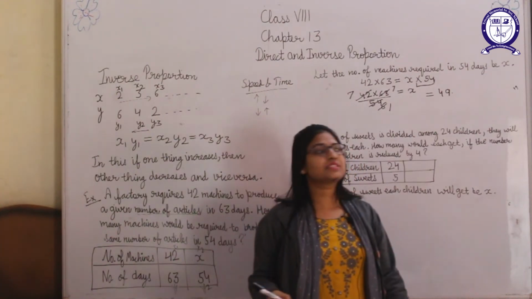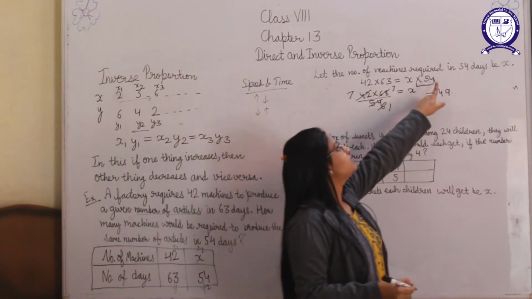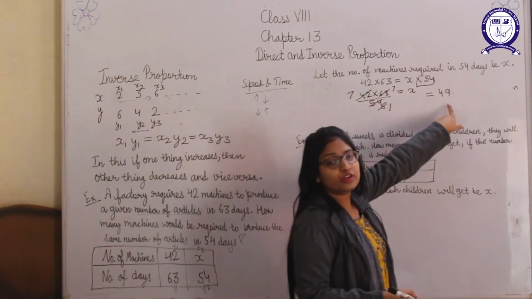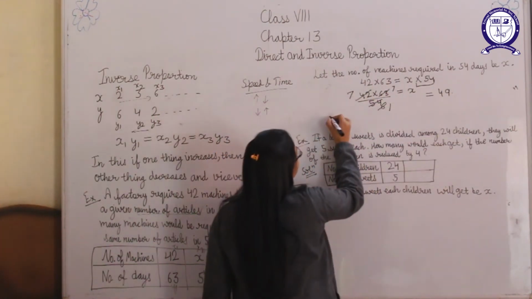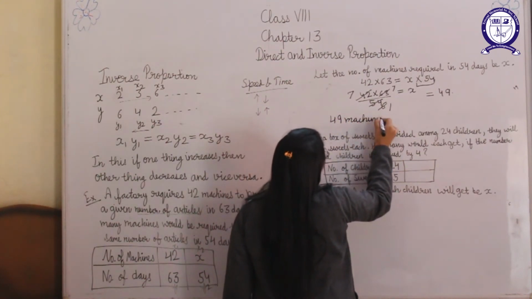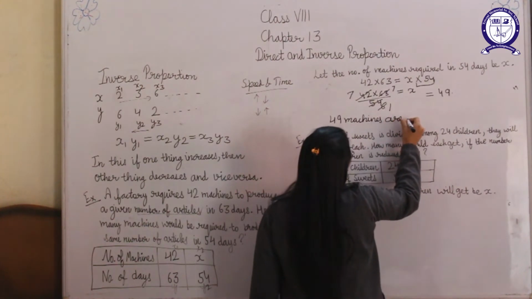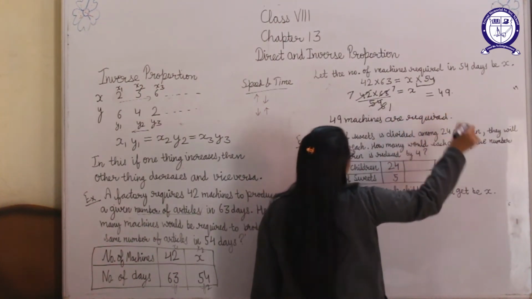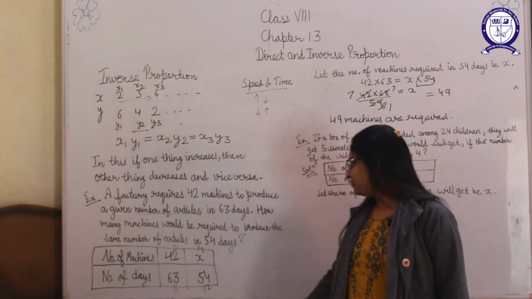And what was x? X was the number of machines required in 54 days. So how many machines are required? 49 machines. So we will write here, 49 machines are required. Okay. So here students, the answer will be 49.